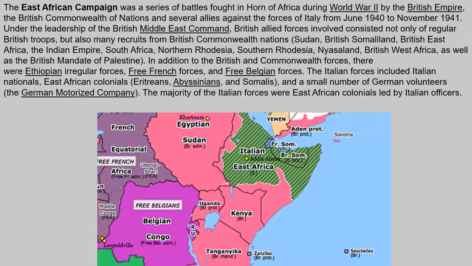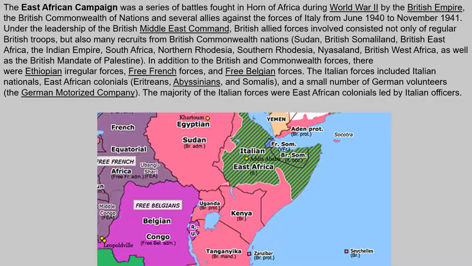So last time we talked about the fall of British Somaliland and French Somaliland, and of course now this is the Allied counterattack. So what we're doing today is talking about the British and Allied response.